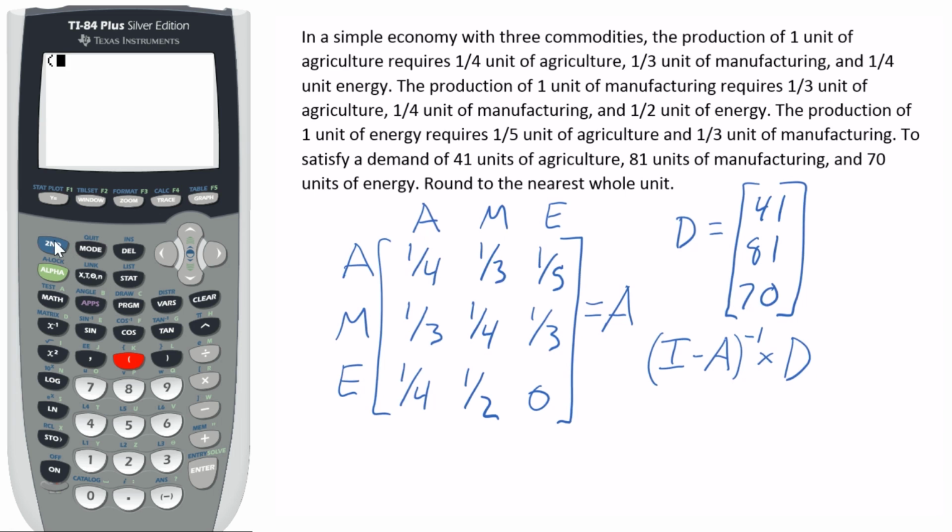So we'll push the parenthesis button, we'll go second and then matrix, over to math, and then down to identity. Now the identity matrix is square, so we only need to give it 1 dimension. And since A is a 3x3, our identity will be a 3x3 also. So we want to do the identity matrix minus our A matrix. Close that parenthesis. We'll take the inverse, and then we'll multiply that by matrix D.